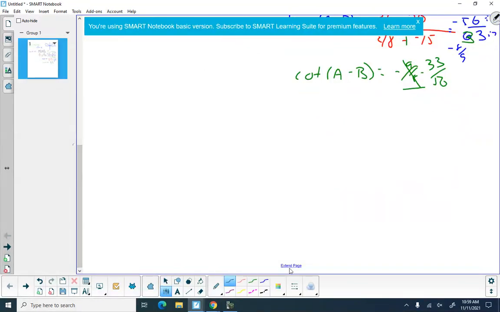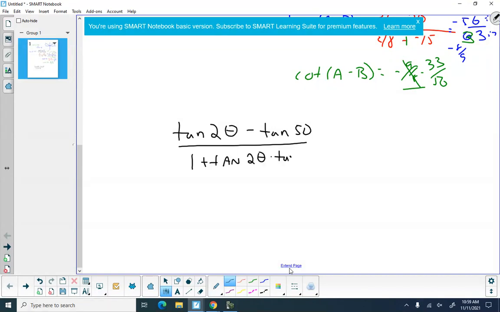We have tangent 2 theta minus tangent of 50, and this is all over 1 plus tangent 2 theta times the tangent of 50 is equal to negative square root of 3. Okay, now, when I'm trying to solve equations, my suggestion to you is, because you're going to have to make a comparison to our formulas, just write in an A and a B above the 2 theta and the 50.